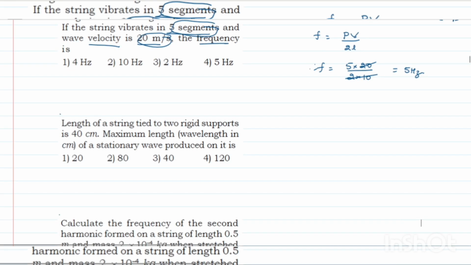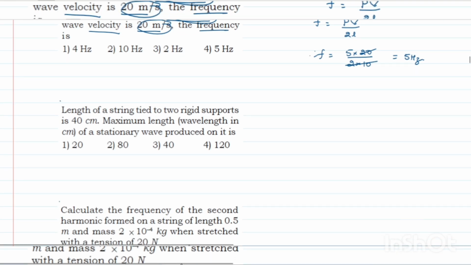Let us see the next question, students. The length of the string tied between two rigid supports is given as 40 cm. The maximum wavelength of the stationary wave produced on it is asked. So the length of the string fixed between the two rigid supports is given, meaning L equals the total length, students.